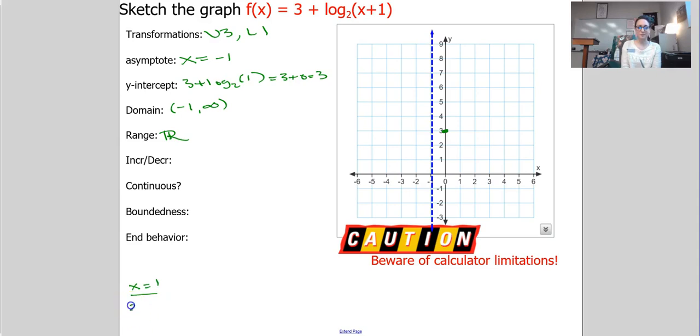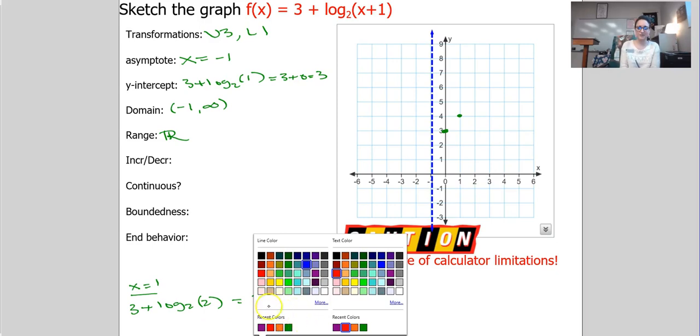So that would be 3 plus log base 2 of 1 plus 1, which is 2, right? Let's clean this up. I've got 3 plus, what is log base 2 of 2? That's 1, right? Because it says 2 to what power is 2, and what power is 1. So this is 4. So when x is 1, y is 4. So let's plot that. Okay. Let's try another one like that. Let's see if we can find some more nice points here.